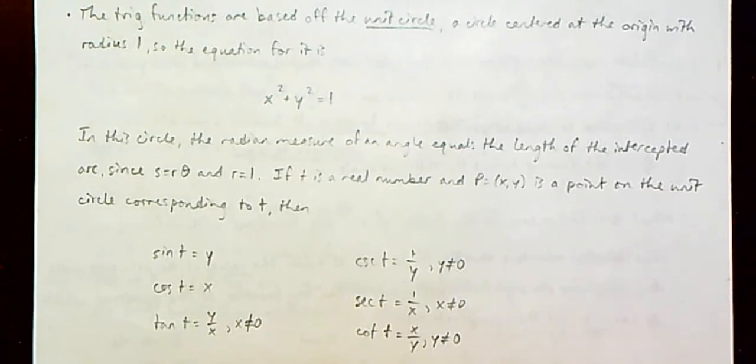These are the exact same formulas as we saw from our previous video. The only difference is here r is a particular value, r is equal to 1. If you make the substitution of 1 for r in the formulas from the previous video, you'll get exactly these things right here. So this is nothing brand new. We just specify that the trig functions really are based off of this special circle, the circle of radius 1 centered at the origin.